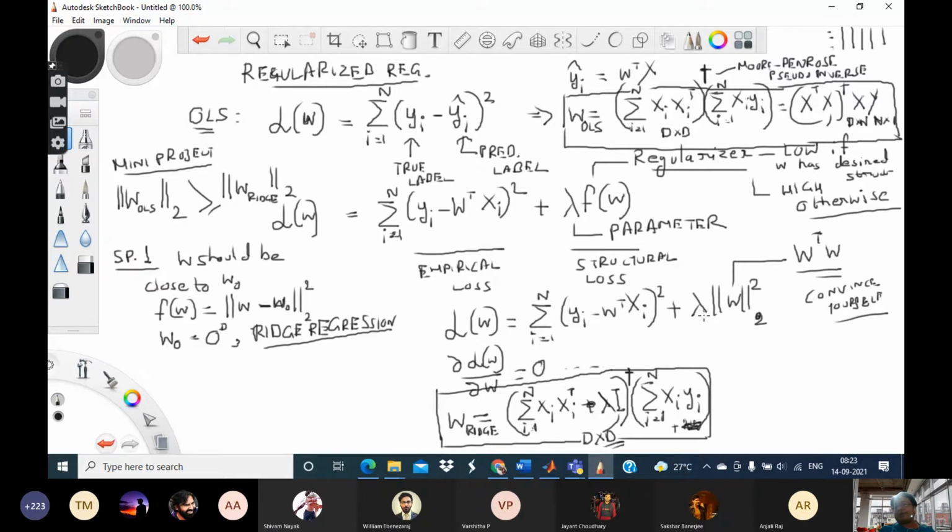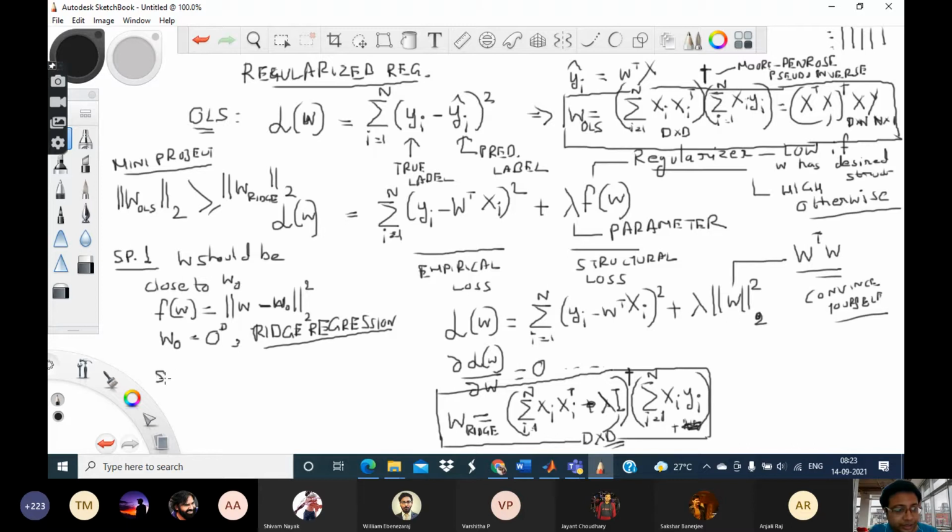It may happen that on some data sets you are lucky and W OLS and W ridge are actually the same. That is a rare situation; in most cases it will not happen. So between OLS and ridge, whichever is better depends entirely on your understanding of what is better and worse. Depending on your situation, you may consider reducing the empirical loss a higher priority, or you may consider reducing the structural loss a higher priority, and that is how we understand what is better and what is worse.